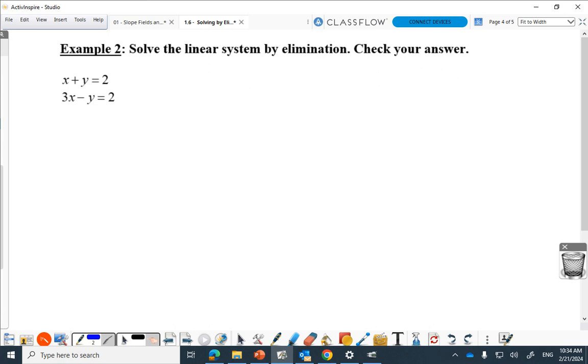This one is actually a fairly friendly substitution one. I could solve for x in the first one, y in the first one, y in the second one, not too bad. So this one doesn't show off elimination as well as some of the later ones will. Maybe you might love this. Now I'm just going to read this question, and hopefully somebody will tell me what to do, and it won't be me that just tells you. First equation, x plus y equals 2. Second equation, 3x minus y equals 2.